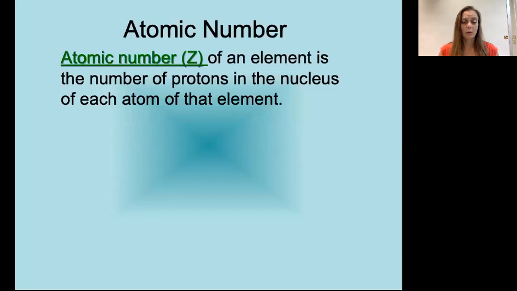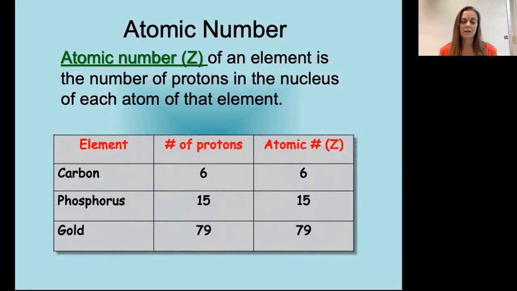All right, so atomic number. One of those subatomic particles is the proton, and the proton is the defining characteristic of an element. It is the number of protons in the nucleus of every atom of that element. So no matter where we find carbon, it's always going to have 6 protons. If it doesn't have 6 protons, it's not carbon, it's something else. Phosphorus is always going to have 15, gold is always going to have 79.